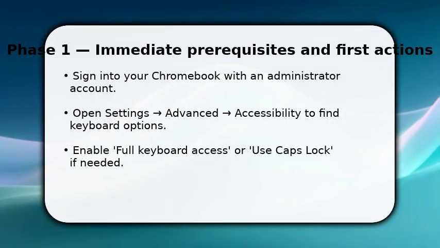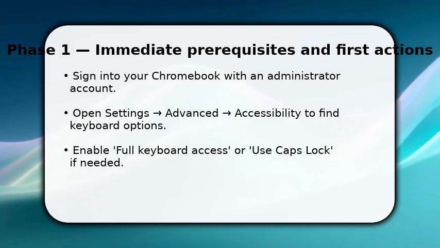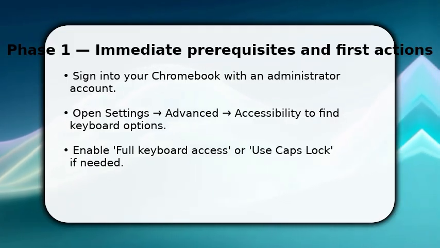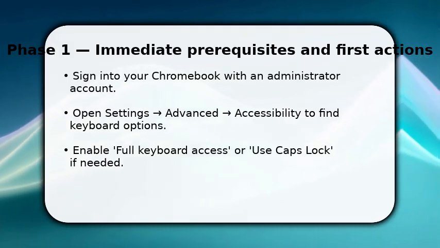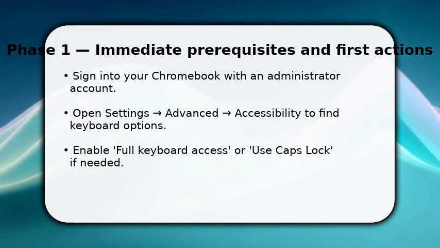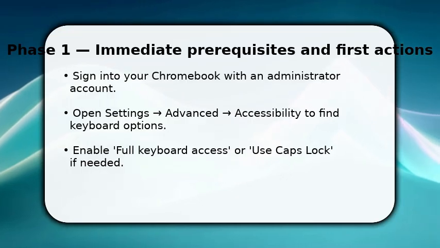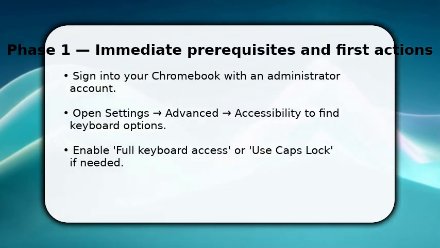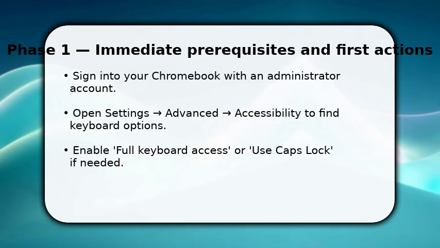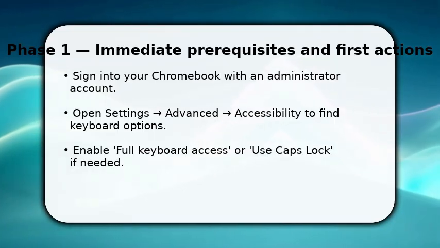You need an admin-signed Chromebook and the Settings app open. Start there. Once in Settings, go to Advanced, then Accessibility. This exposes keyboard features. Make sure full keyboard access is enabled so you can remap keys. If you prefer caps lock behavior, toggle that option now. These steps unlock the controls. They let you change what keys do without extensions.